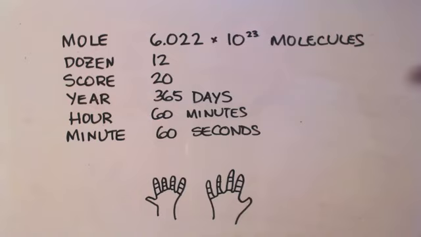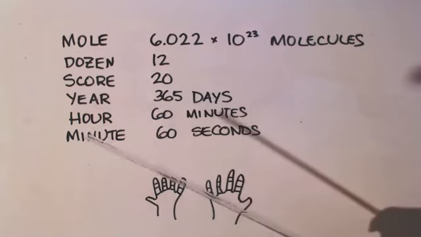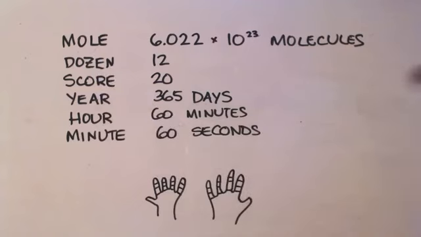Well, before we get into that, let's talk about what a dozen is. What is a score? A year, a minute, an hour. What are these things? They're numbers. That's all. They're just a number. What's a dozen? 12. What's a mole? It's just a number of molecules.